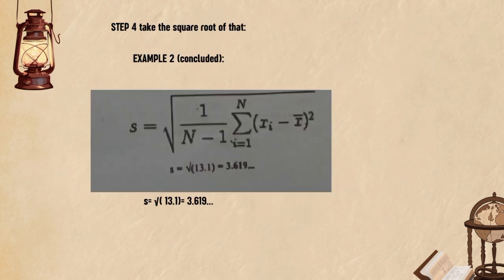So, for the last step, step number 4, take the square root of that. So, kagaya ng standard deviation, kailangan din natin ang square root. So, ang sagot kanina is 13.1. So, ang square root ng 13.1 is 3.6193.